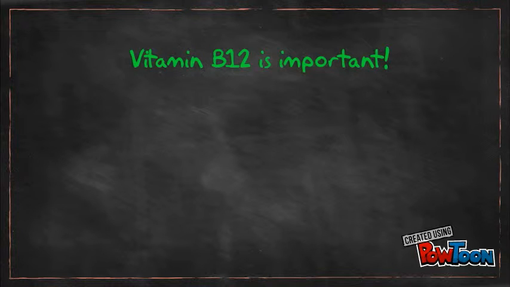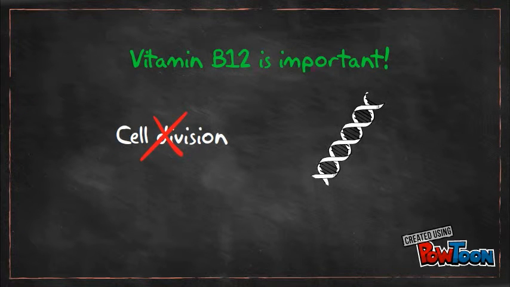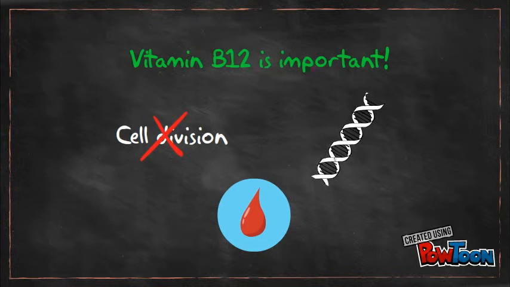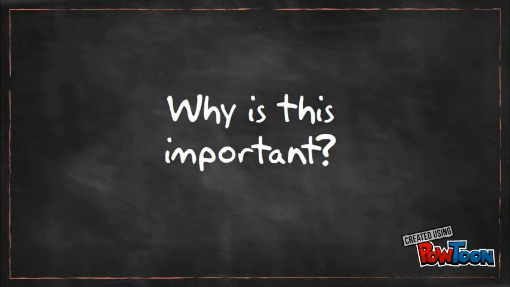We can see, therefore, that vitamin B12 plays an essential role in DNA replication, and deficiencies can deter cell division, which impacts cells like red blood cells that divide very frequently. And this is a primary reason behind megaloblastic anemia. Why is this important, though?